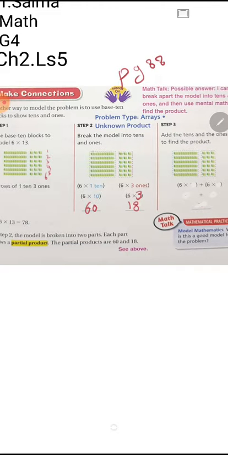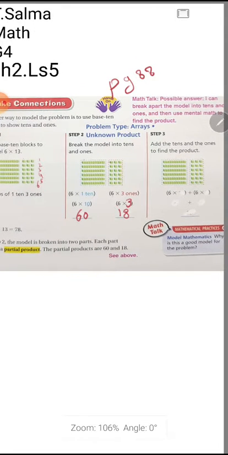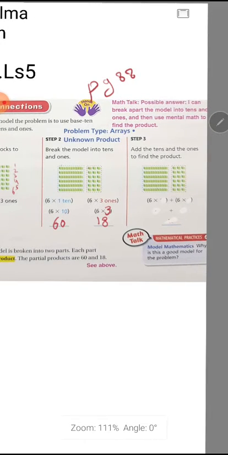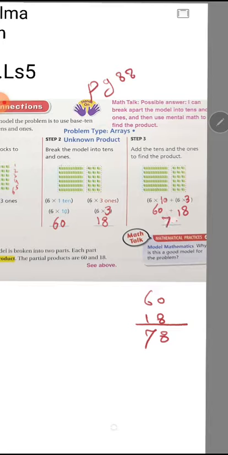Okay? So here I have two multiplications. What I have to do is add the answers to each other. The first thing I will multiply 6 by 10, it equals 60. And 6 by 3 equals 18. If you add 60 to 18 here, you can find the answer. The answer will be 78 also.